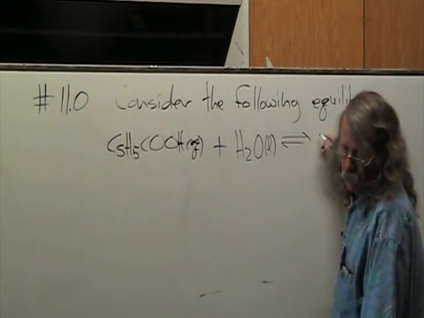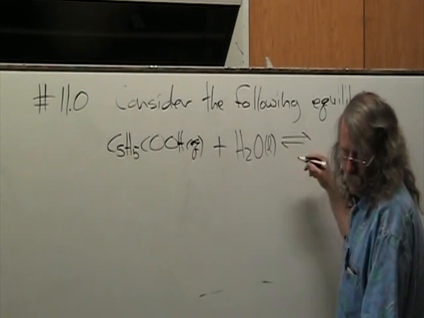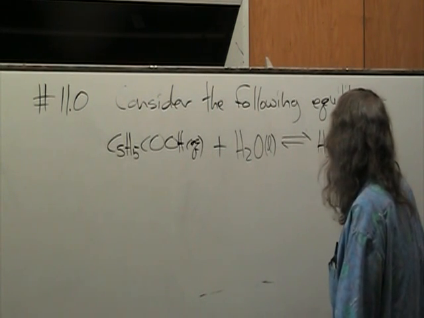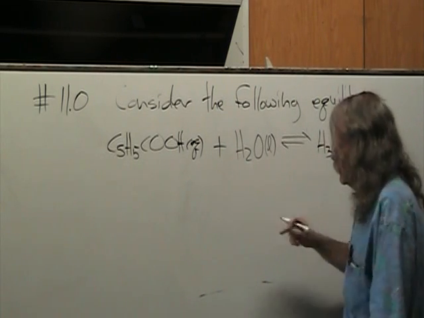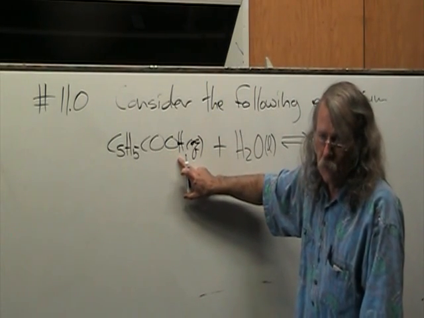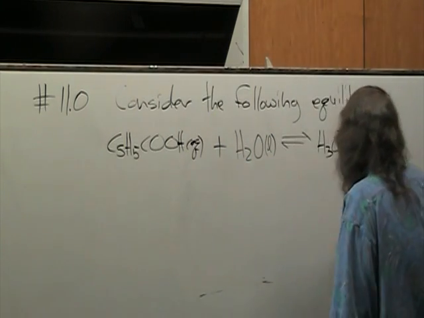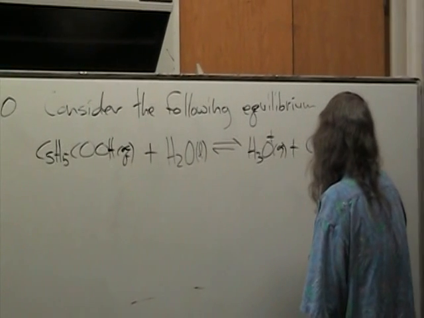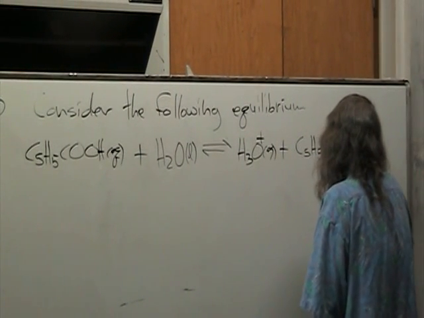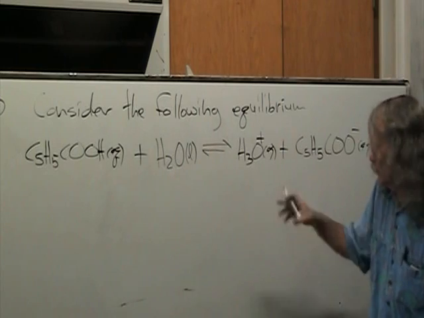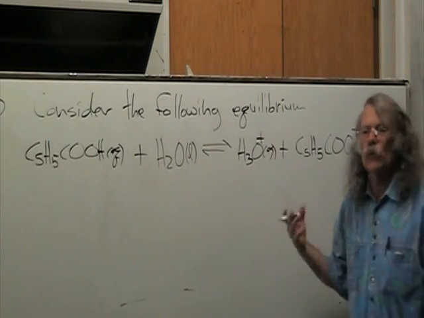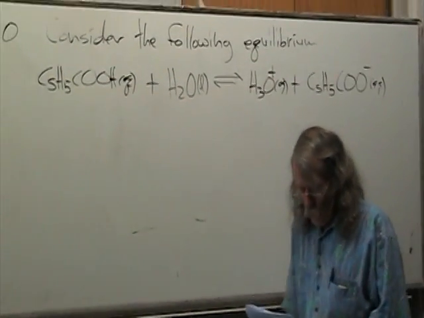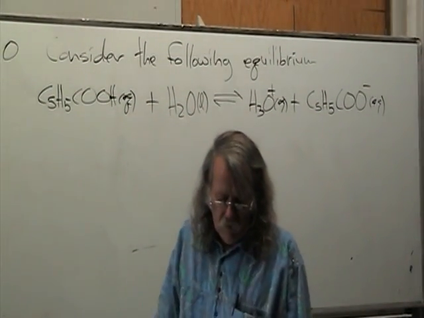So it's going to donate a proton. You'll have hydronium ion plus the deprotonated form, the conjugate base of benzoic acid, which is going to be C5H5COO minus aqueous. Using this notation, there's a lot of different equivalent ways I could represent it, so I'm doing that.